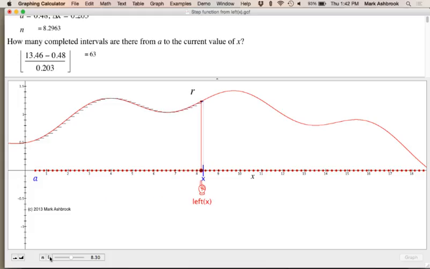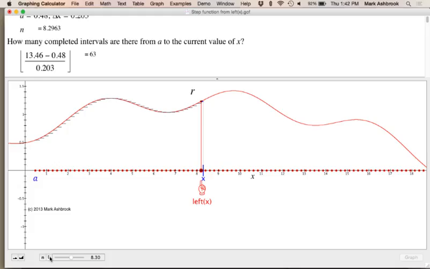So can you come up with that rule? How would we know a is the starting value? We know the number of completed intervals, and then we want to get the x value at the left side. How many completed intervals do we go across to get to that value of left x?